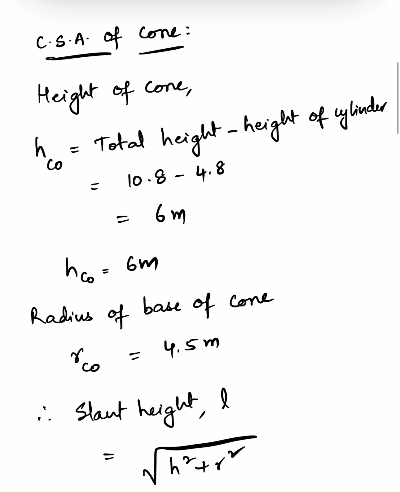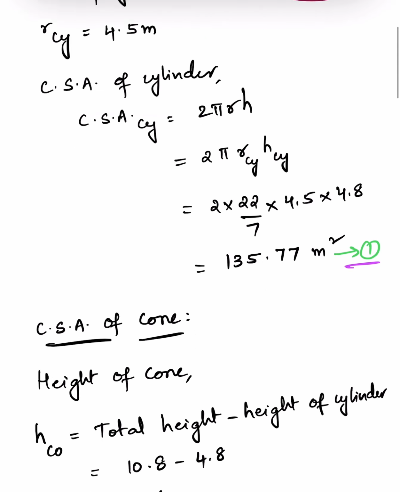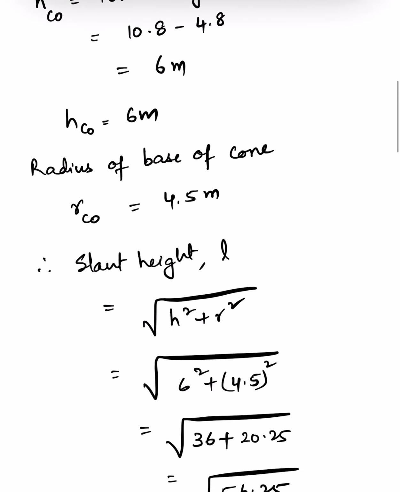CSA of the cone. Height of the cone HCO is the total height minus height of the cylinder, which is equal to 10.8 minus 4.8, which is 6 meters. So height of the cone is 6 meters. Radius of base of the cone is RCO, which is 4.5 meters.